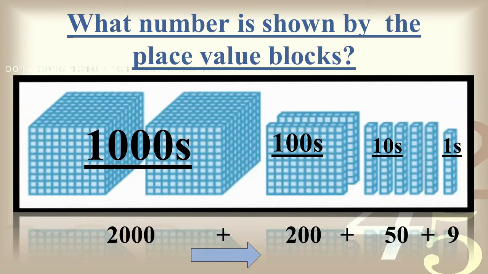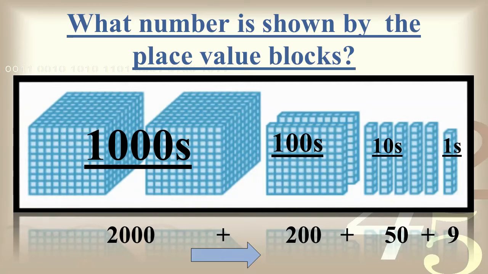These are tens. Well, how many tens do we have? We have 5 sets of tens or 50. So we have 50 blocks here plus 9 more in that last column.